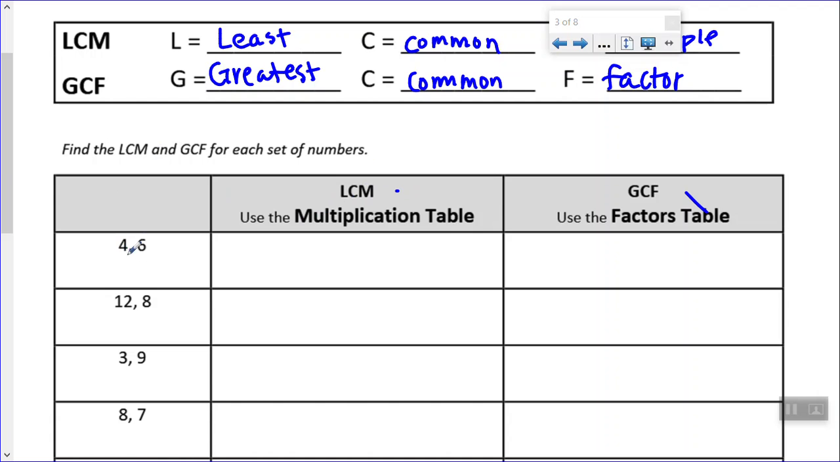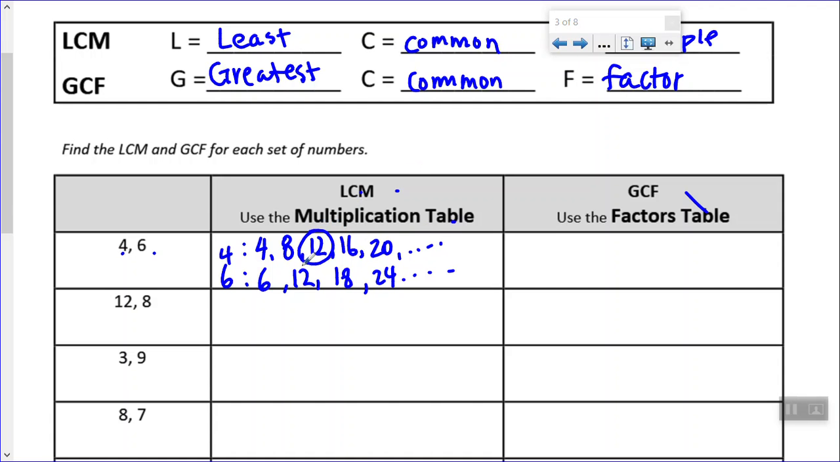Okay, so here you have 4 and 6. You have to find the LCM, also find the GCF. So for LCM, you're gonna list the multiples. So you are gonna use the multiplication table. 4, you have 4 times 1, 4. 4 times 2, 8. 4 times 3, 12. 4 times 4, 16. 4 times 5, 20, and it goes on. 6 times 1, 6. 6 times 2, 12. 6 times 3, 18. 6 times 4 is 24. Goes on. But what is the same number you see?